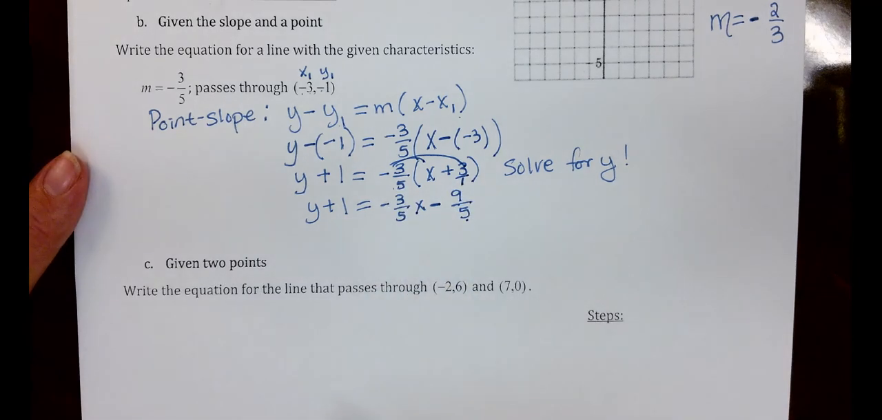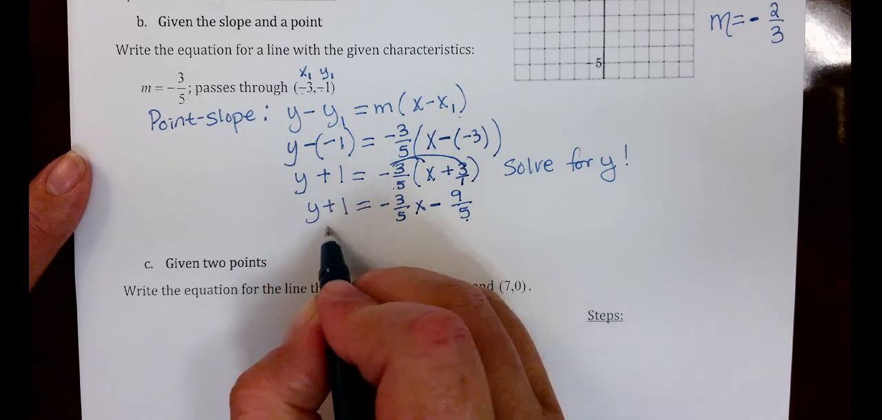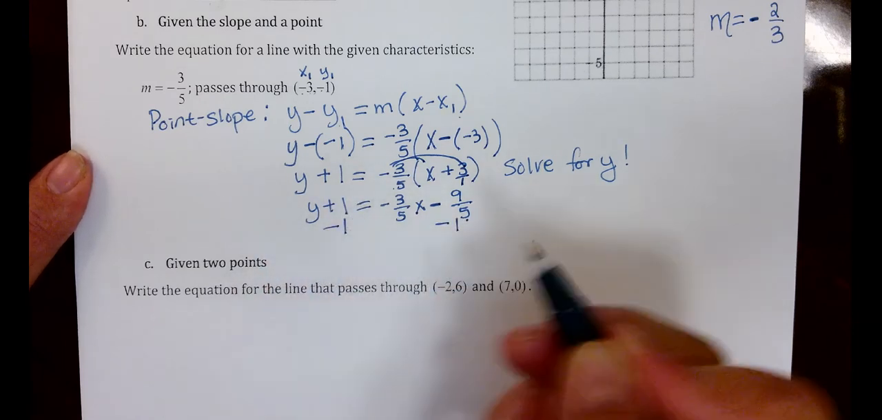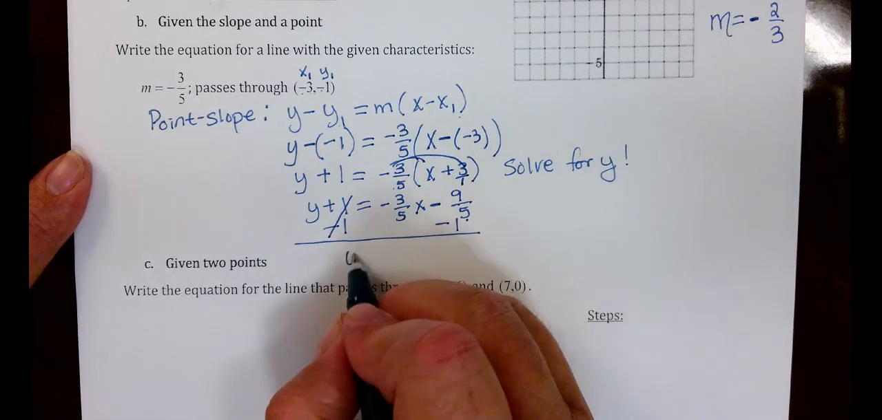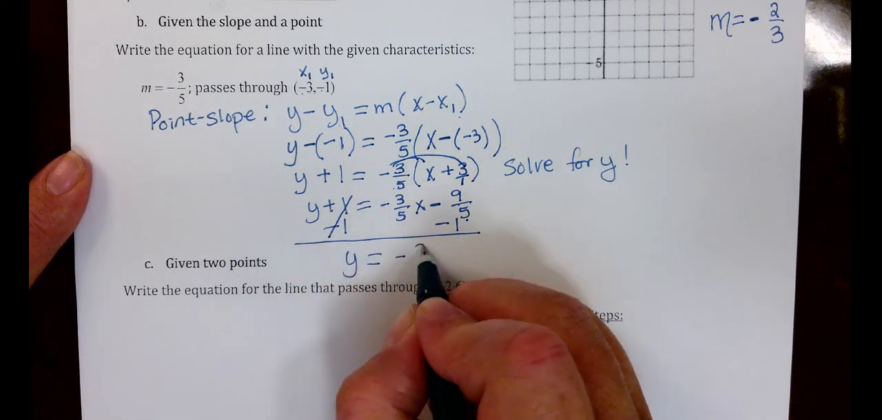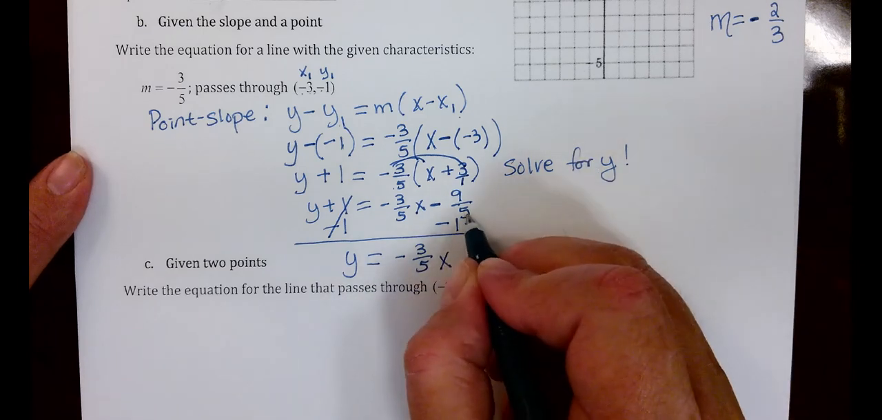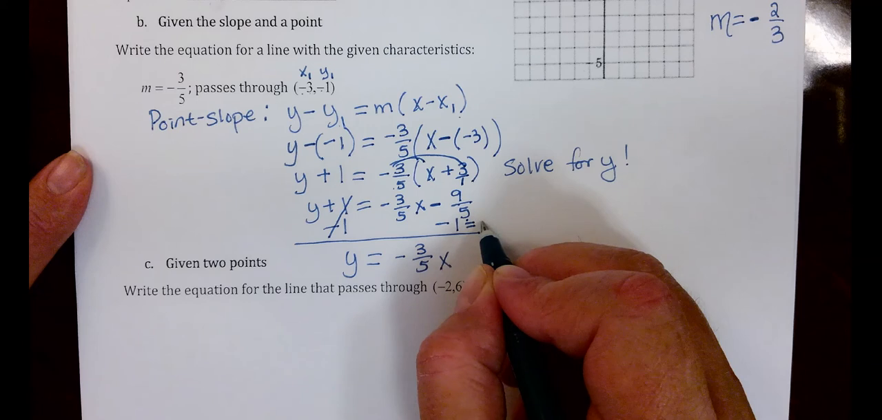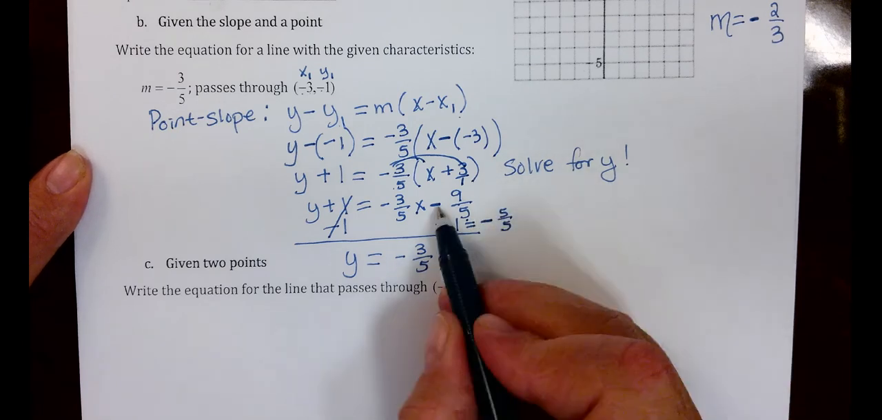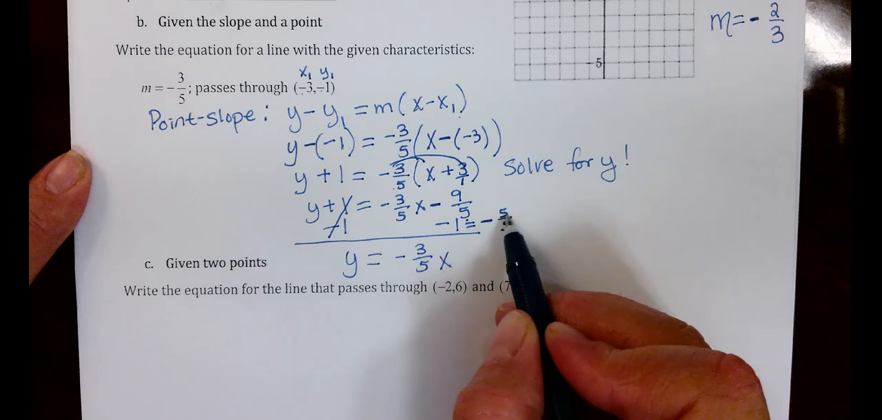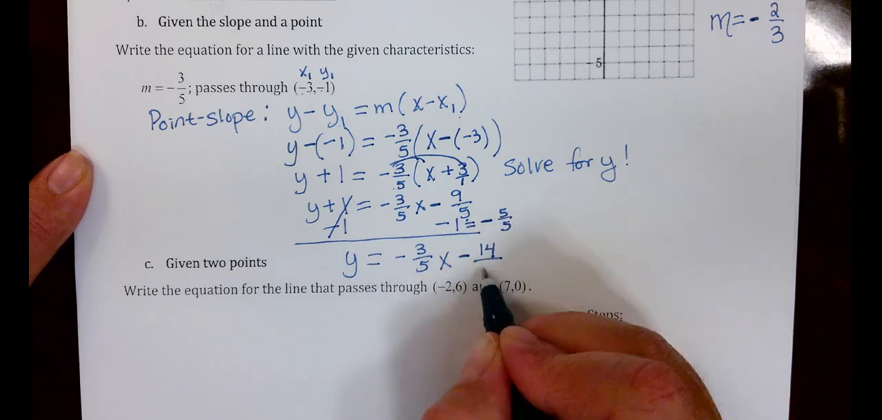Our last step is to get y by itself, and so I must subtract 1 from both sides. That will make this cancel, and I will have y equals negative 3/5 x. And again, this 1, we're looking for a denominator of 5, so this is the equivalent of negative 5/5. So I have negative 9 minus 5, and I get negative 14 over that common denominator of 5.